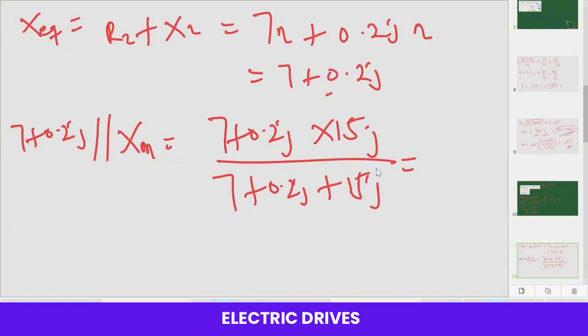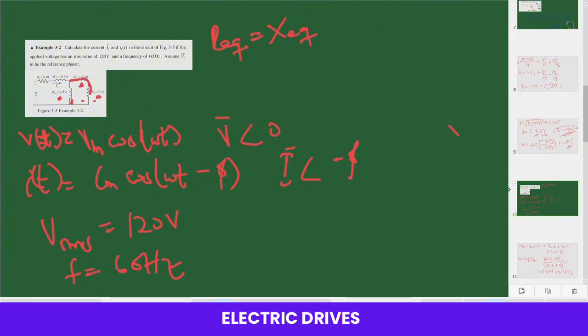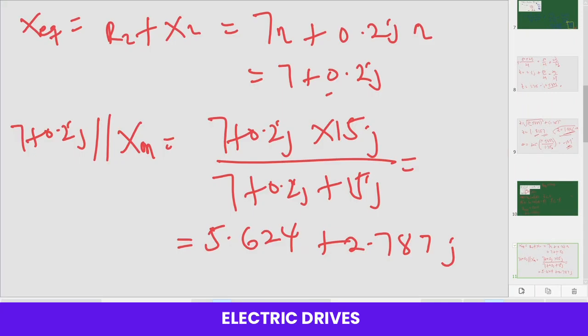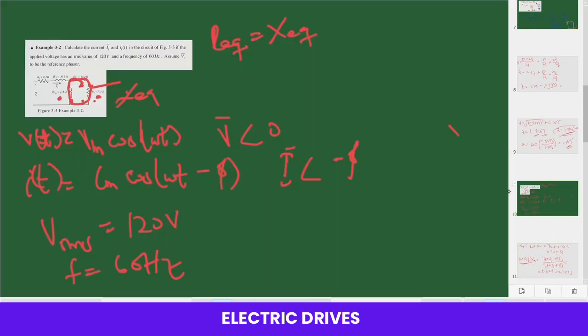Yeah, so this you get, let me write it here, it's quite long. 5.624 plus 2.787j. So this is the expression as a result of this circuit. All these circuits are now in series with the equivalent circuit, SEQ, as we've calculated over here. Now this circuit is now in series with this and this, so now I can add the 0.3 plus the 0.5j plus the SEQ value.